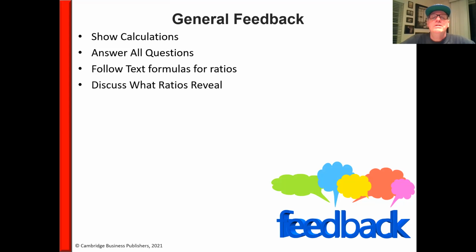Always, always, always, when anyone asks you to compute ratios, yes, it's nice to compute the ratio, but the ratio doesn't tell you anything until you stop, think, and discuss what the ratio actually reveals. A classic case is when you compare two years: what's happening? What's the trend in profitability? What's the trend in liquidity? What's the trend in solvency? What is the trend in asset management between the two years?